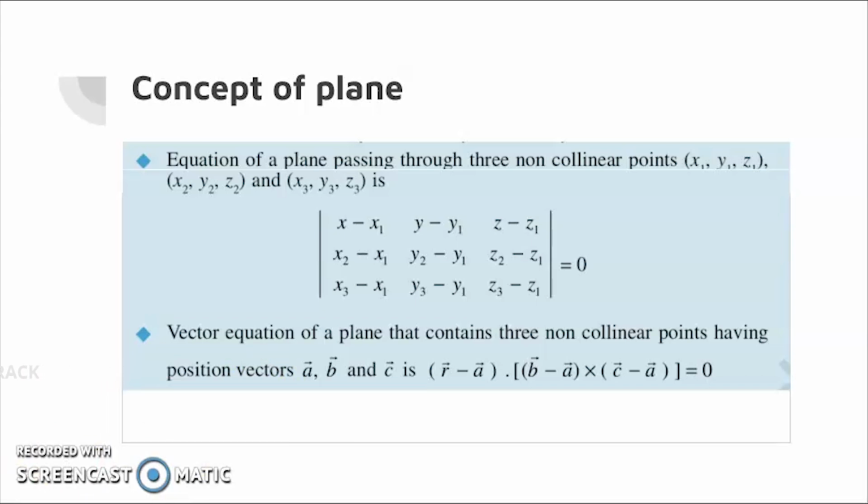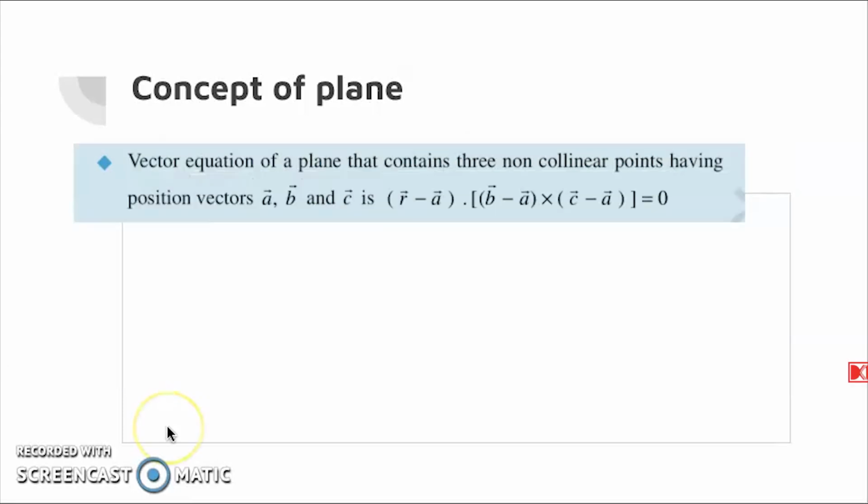So in this last concept, the vector equation of a plane which contains three non-collinear points having position vectors A, B and C. We can understand this like this: the plane through B and C will always be perpendicular to the vector normal to it. Hence, the dot product of vector R minus A with the cross product of vectors B minus A and C minus A is always zero.